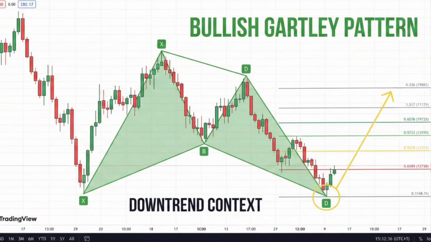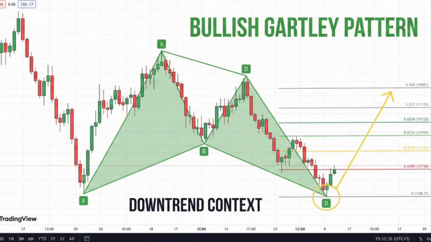3. Leg BC. This is a counter retracement. Point C should retrace to either the 38.2% or 88.6% Fibonacci level of the AB leg. The 61.8% is also common. 4. Leg CD, the final and most important leg. This is the entry zone.